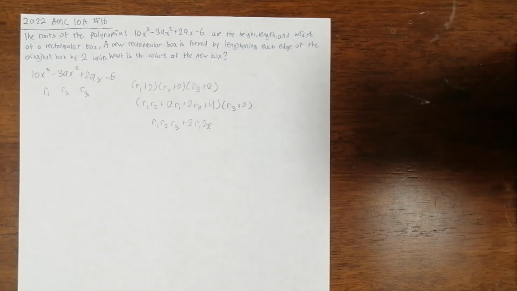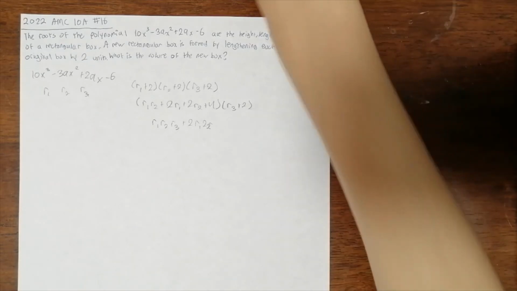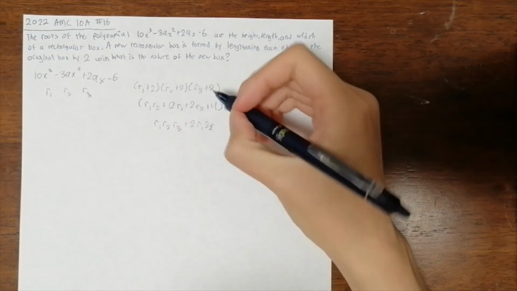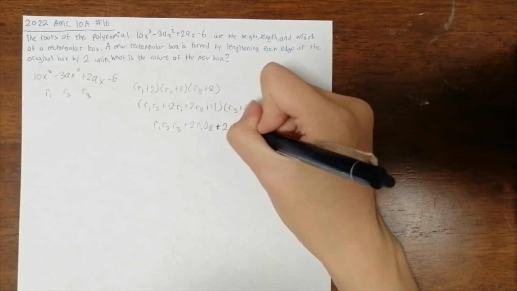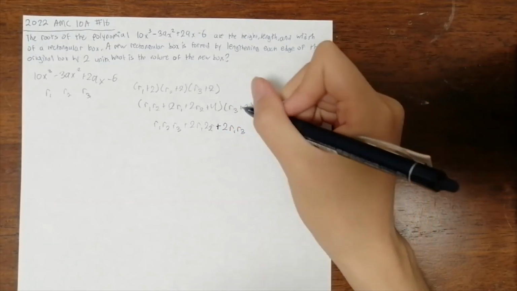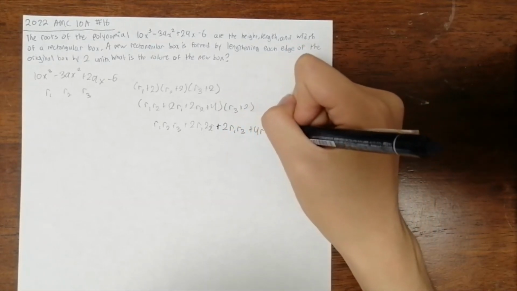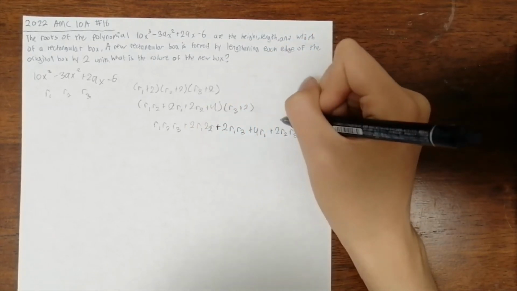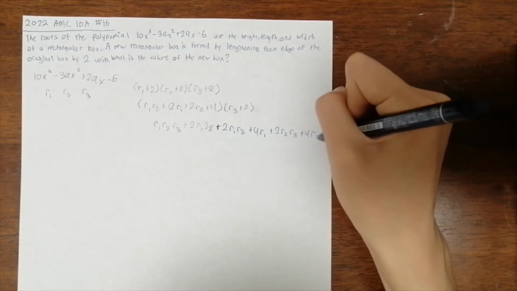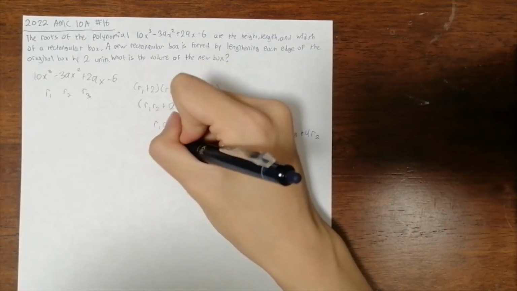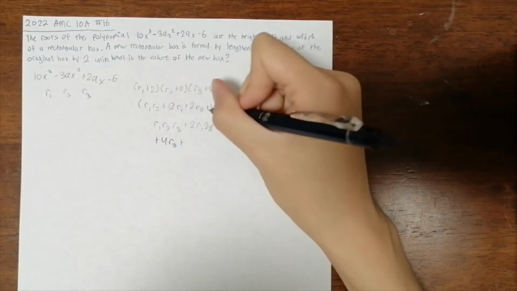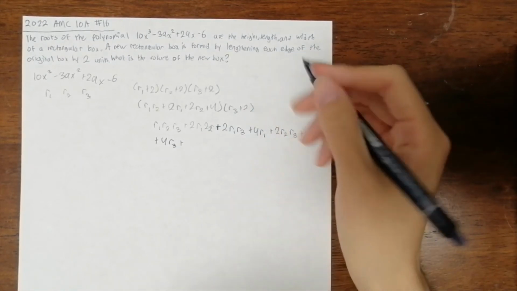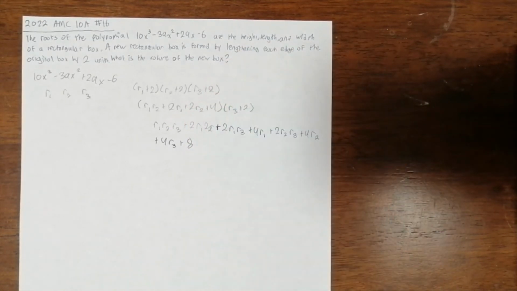And then we have plus 2R1R3, plus 4R1, plus 2R2R3, plus 4R2, and finally plus 4R3 plus 8. Okay.